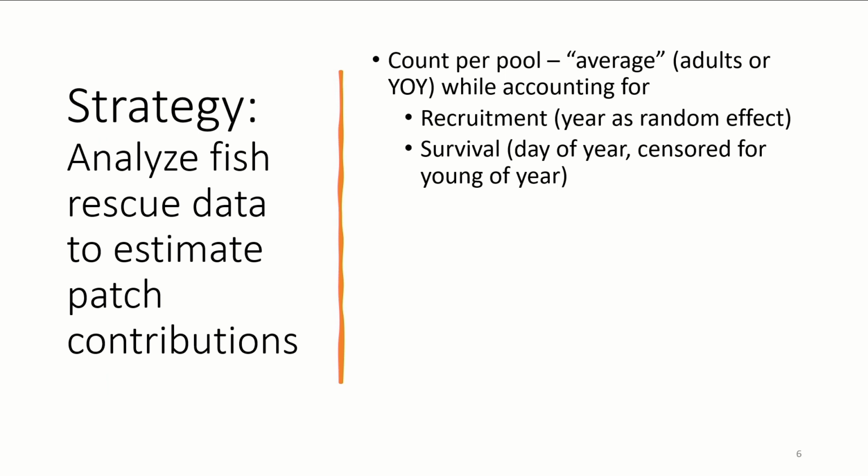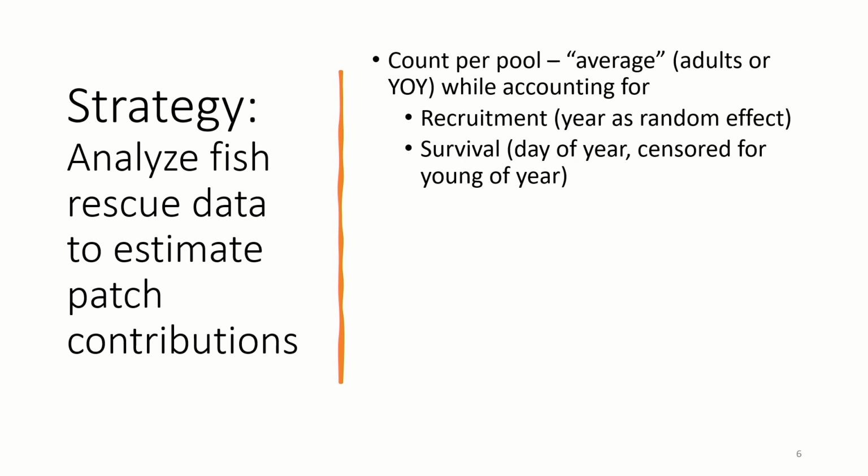So the specific strategies, I looked at the number of fish that came out of an isolated pool and just modeled the average count while accounting for recruitment, which I just used year as a random effect, and then survival. So we see more fish early in spring, and that number just declines throughout the year.